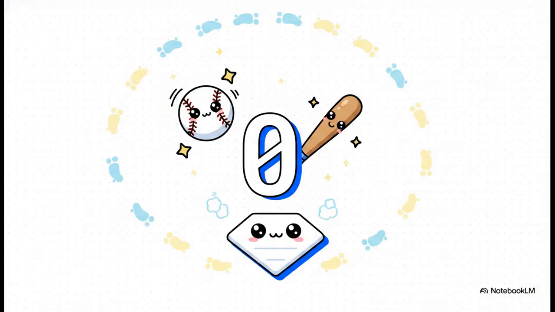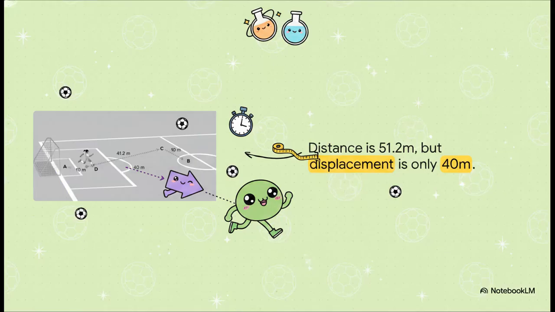It's 0 meters. Because his final position at the end of his home run trot is exactly the same as his starting position at home plate, the difference between them is nothing. His displacement is a massive, surprising 0. He traveled 100 meters, but he was displaced by 0 meters. Wild, right? We can see the exact same logic playing out on a soccer field.